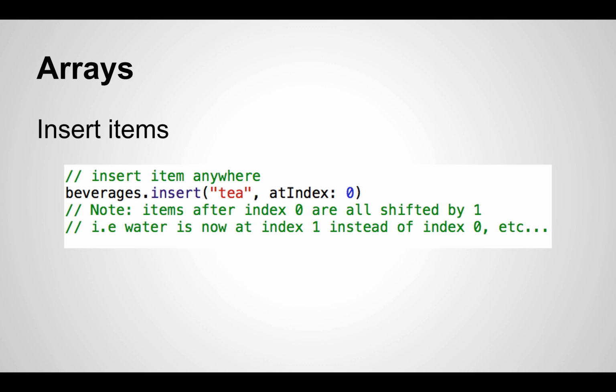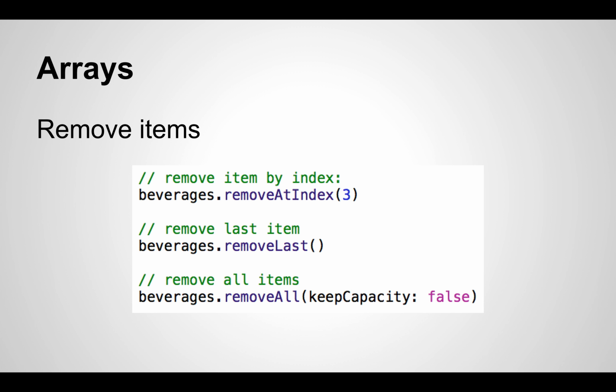All right. And now sometimes you want to remove items. There are many ways. You can do beverages dot remove at index, and you put which index. That will be 0, 1, 2, 3, and so on.